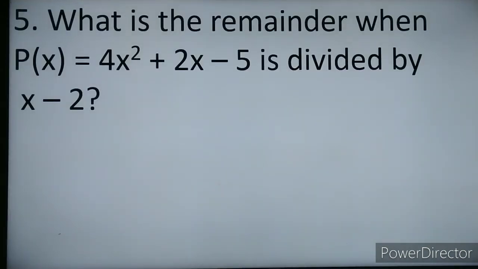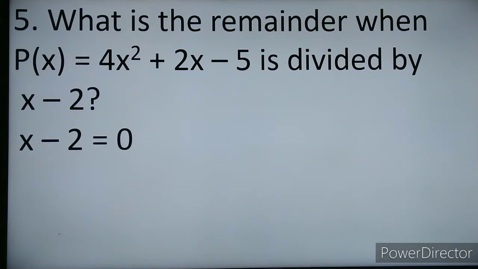What is the remainder when p of x equals 4x squared plus 2x minus 5 is divided by x minus 2? So in this case, you can use the remainder theorem, or you can also use long division method. It's up to you. If you have knowledge about remainder theorem, you can use it.